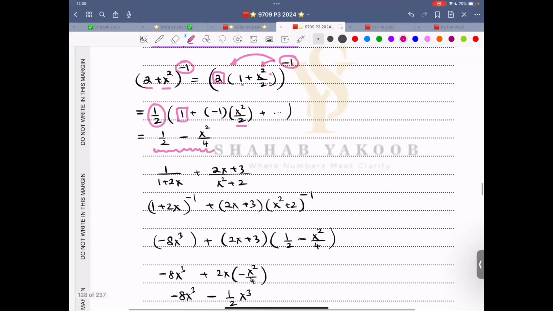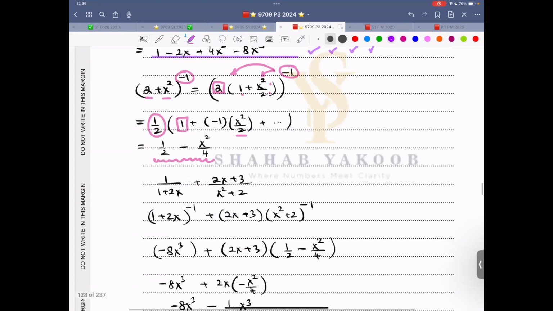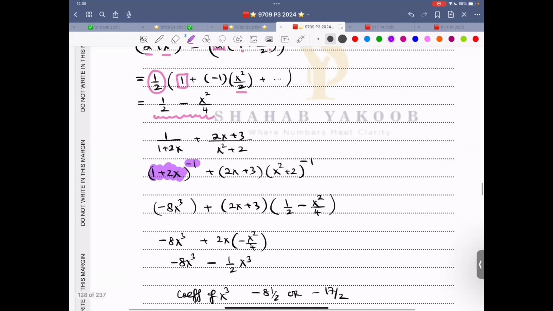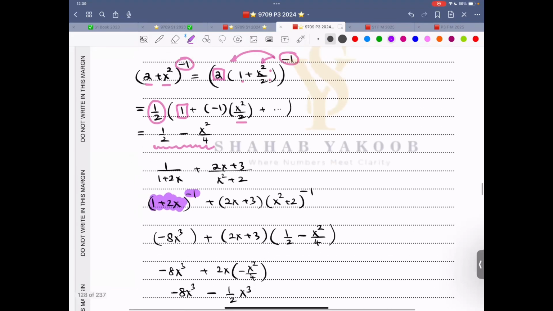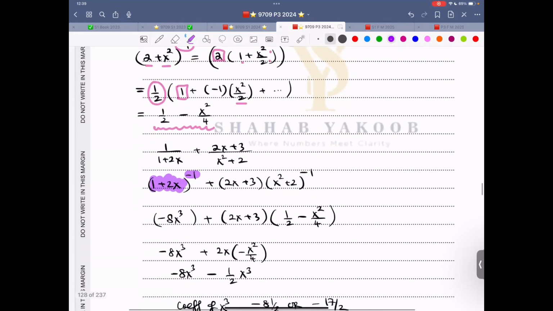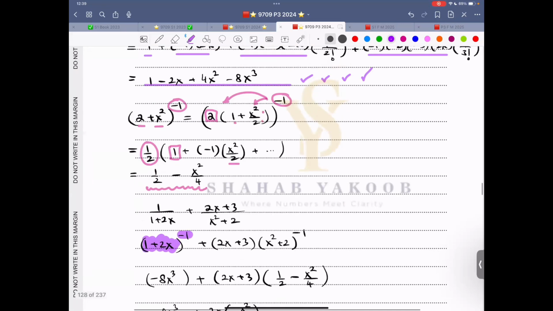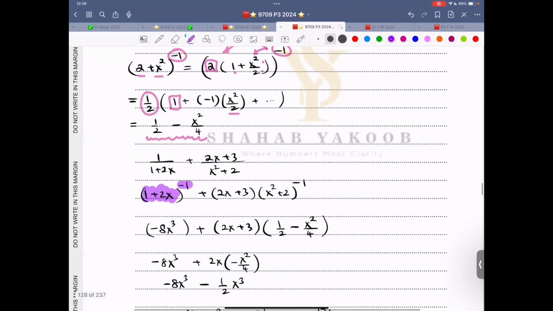So now coming back to the partial fraction. This is the first one, that is (1 plus 2x) raised to the power of negative 1. And we just need which terms from there? We need the x cubed term. Since it's addition, we just need the x cubed term over here, not anything else.